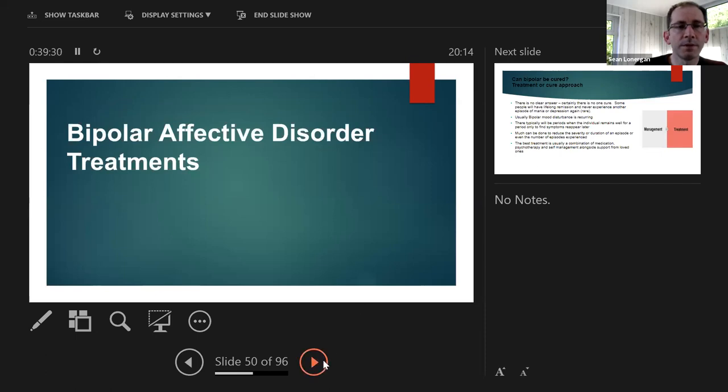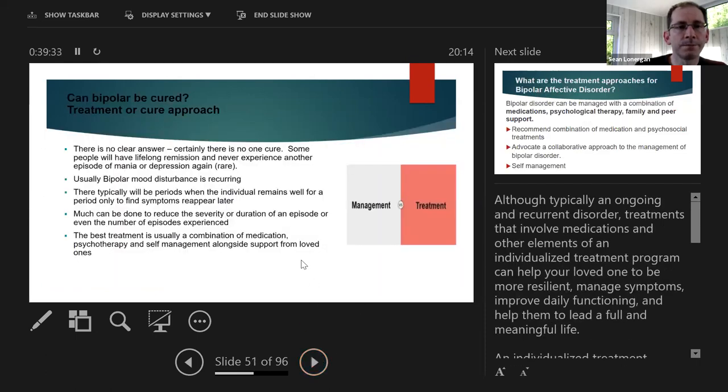In terms of treatments for bipolar affective disorder, before we think about that, it's worth thinking what you believe. Can bipolar be cured? Do you try to take a treatment or a cure approach? And how do you address perhaps a patient's belief regarding a desire to be cured if perhaps a treatment is more the likely course? So there's no clear answer, but what is understood is there's certainly no one cure.